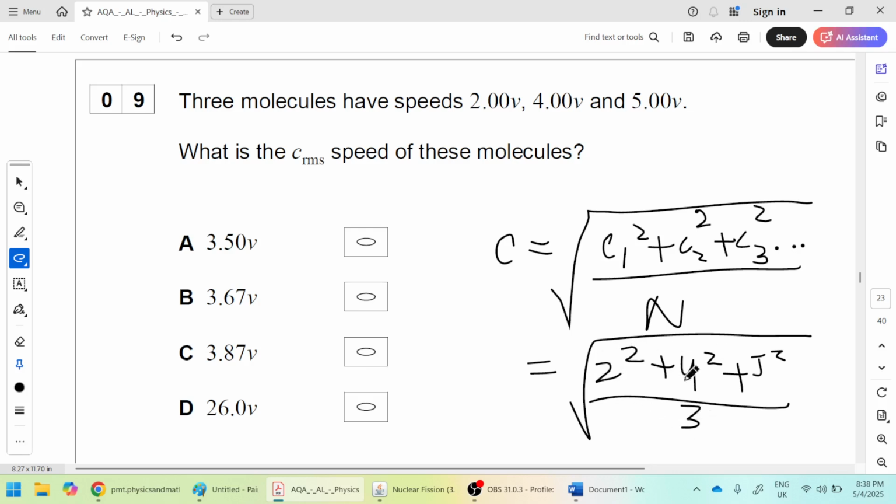This is 4 plus 16, 20. 20 plus 25 is 45. 45 divided by 3 is 15. And the square root of 15 is 0.87.